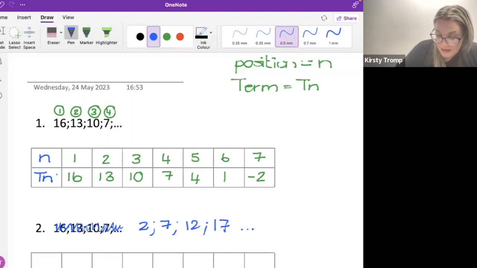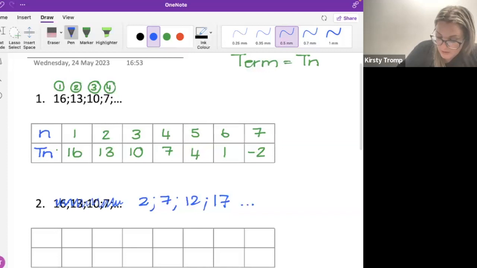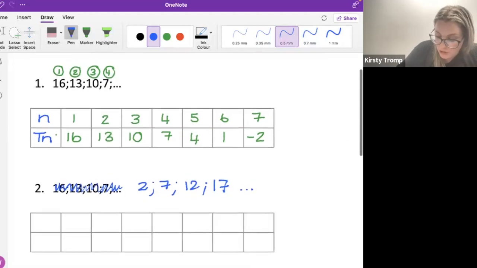Can you have a look at the table below for me? All right. And can you redraw that on your piece of paper and fill in for me what your position is, your N's, and then your TNs for me. So fill those in for me. I'm going to take a question.